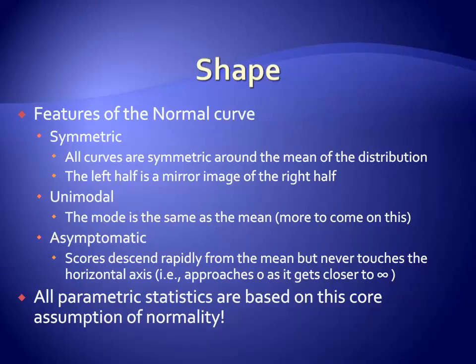The normal distribution has three key features. It's symmetric, meaning that if you cut it down the middle vertically, then the half on the left-hand side would be a mirror image of the half on the right-hand side. It's unimodal, meaning that it has one clear peak in the shape of the distribution. And it's asymptotic. This means that the distribution approaches zero on the x-axis but never touches it.